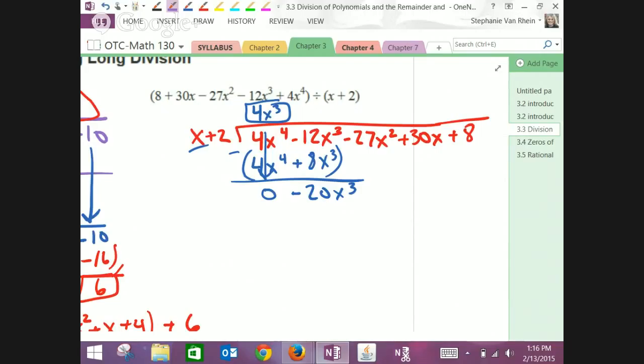So just by picking that 4x cubed, I canceled out all my x to the 4th, and I have to deal with this minus 20x cubed. So what do I need to add up here that when I multiply by x, I get minus 20x cubed? Not 5x squared. What times x is minus 20x cubed? Yeah, minus 20x squared, because that times x would be minus 20x cubed. You guys see that?